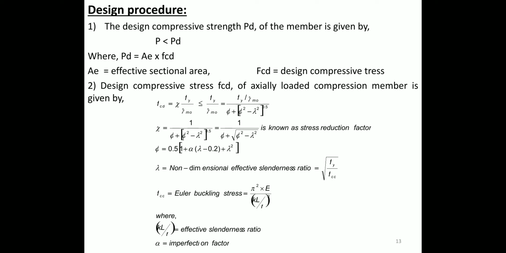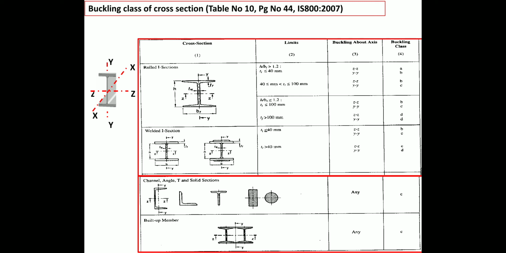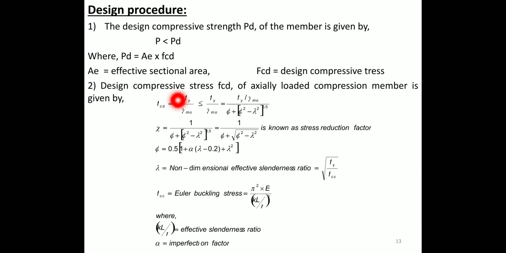The design procedure for this: for design compressive strength, first of all you find out PD of the member, given by P less than PD, where design compressive strength, as we have already found in some numericals, is the effective cross sectional area into FCD. We are all aware of these things, so we calculate the effective cross sectional area as well as the FCD value, that is the design compressive stress.